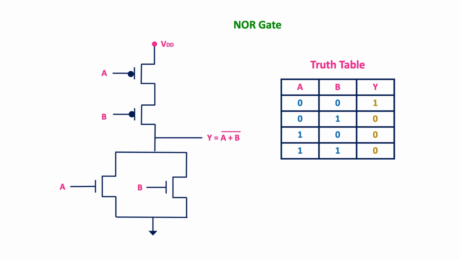This is the CMOS structure of a NOR gate, where the PMOS is connected in series and the NMOS is connected in parallel. The output is high only when both inputs are 0 0. If either input is 1, then the output will be 0.